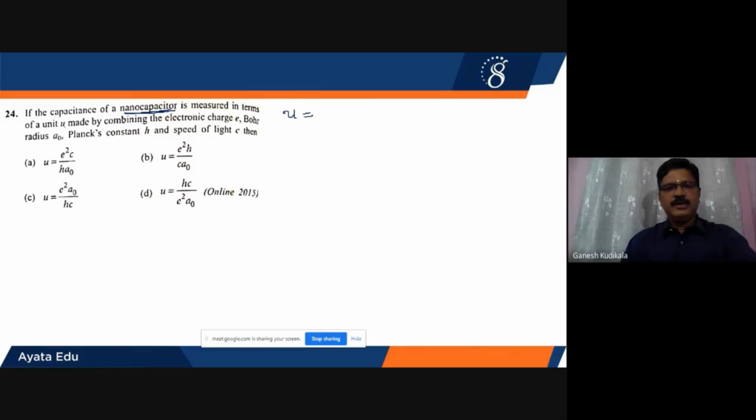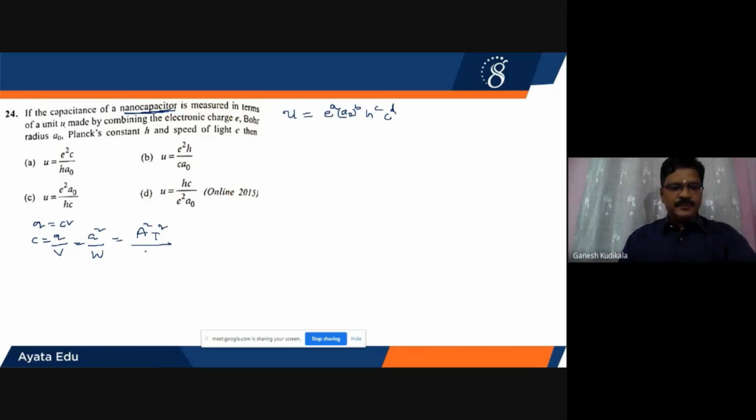Therefore, U will be equal to E to the power of A. E is the charge of an electron. Radius is A naught to the power of B. And third one is Planck's constant to the power of C. And speed of light to the power of D. Let us use dimensions. Since it is capacitance, let us start working on capacitance here now. So Q is equal to CV. C is equal to Q by V. And Q by V is equal to Q by W by Q. This will become Q square. Q square will be equal to A square into T square divided by work.